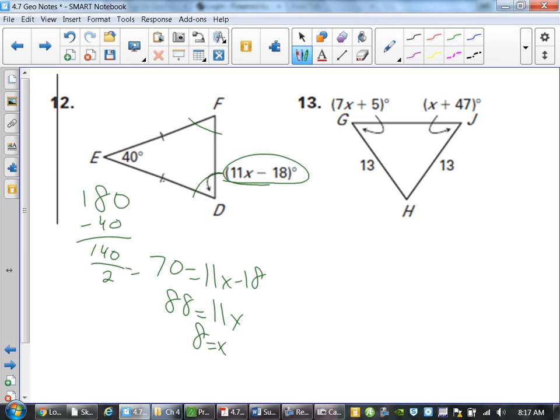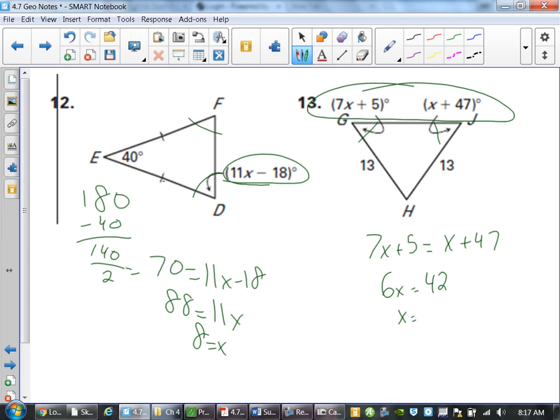Same deal here. What do you know about these two angles? They have to be the same, so what do you do? 13 and 13, which means these are the same. So you have 7x and 5 is x plus 47. Subtract 5, subtract x, you get 6x is 42. So x is 7.